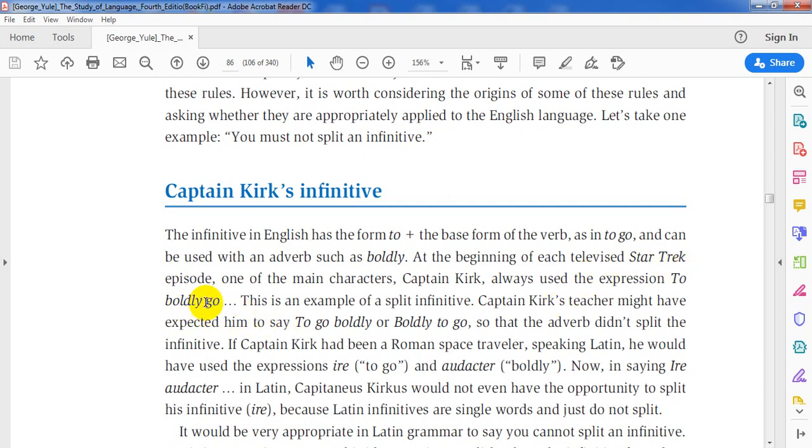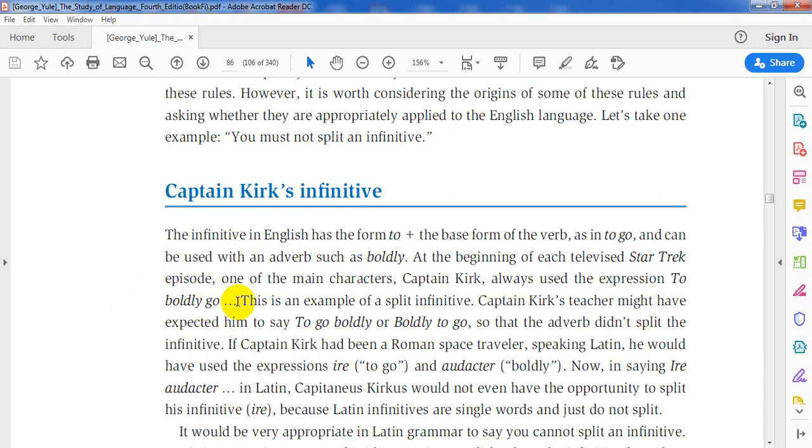"To boldly go." So there's something that splits the infinitive. The usual infinitive in English should be "to go," that is, to plus the base form of the verb. But Captain Kirk starts his program, many series of his televised program, using this phrase "to boldly go," so as to draw the attention of the listeners that it is possible for speakers to split the infinitive. That is something used in English.